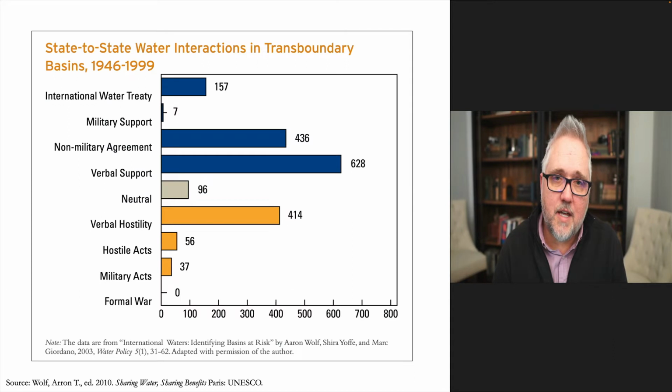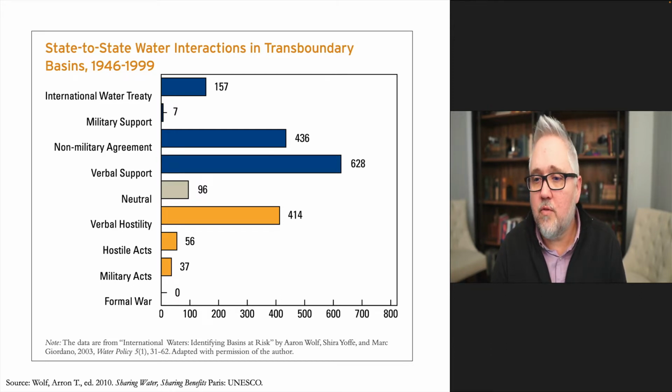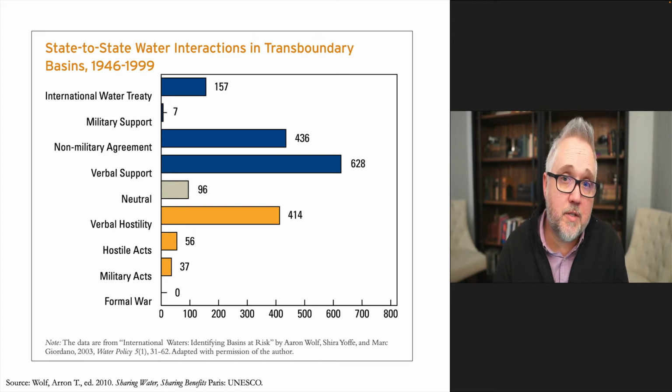I think this database is interesting in that it codes not just disputes but also cooperative overtures, from verbal support for cooperation to verbal hostility. Most of the events here are what the states are actually saying, not actually reaching concrete agreements or potentially mobilizing conflict. But from 1946 to 1999, no formal wars over water have occurred according to this database.